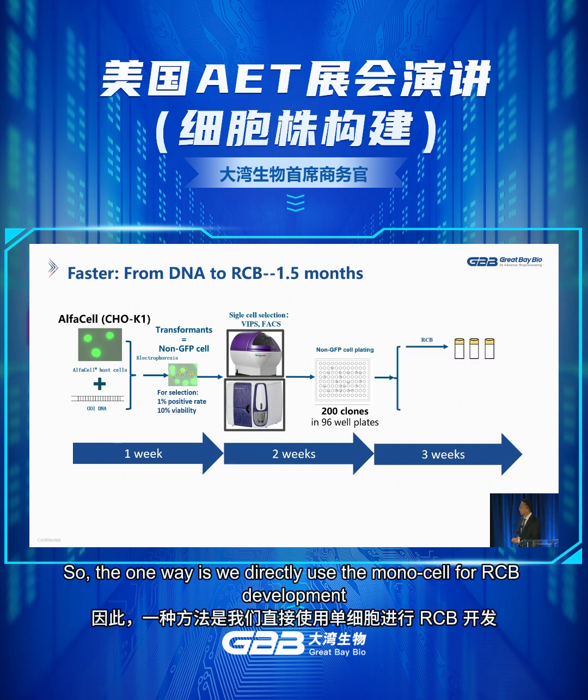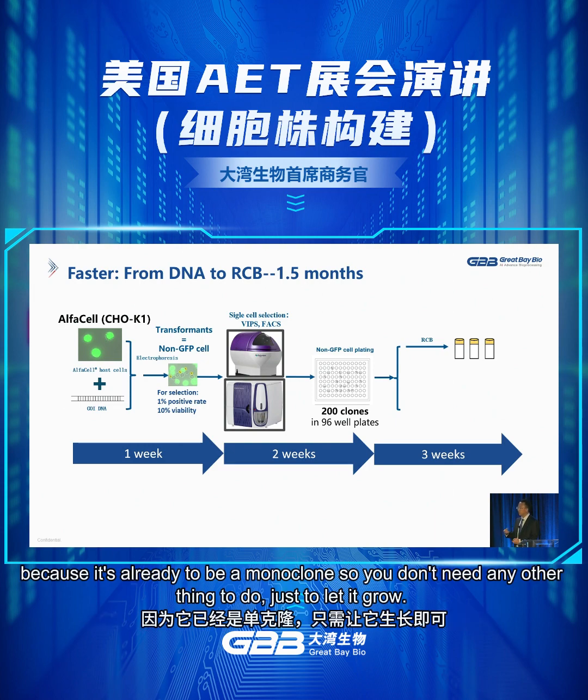One way is to directly use the monoclone for RCB development. Because it's already a monoclone, you don't need to do anything else, just let it grow.